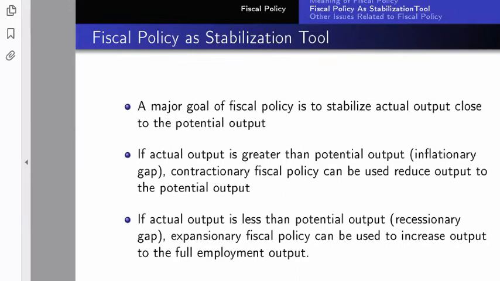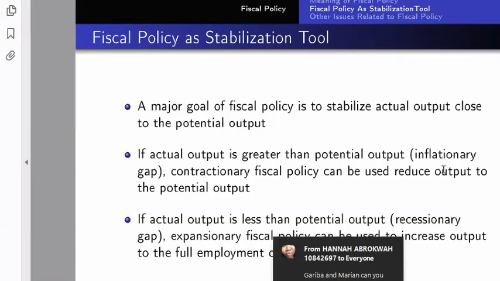So let me try, where is the sound coming from? All right, I've managed to mute them now.